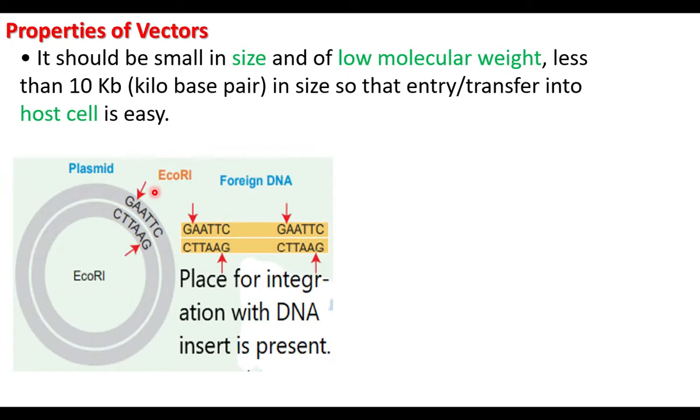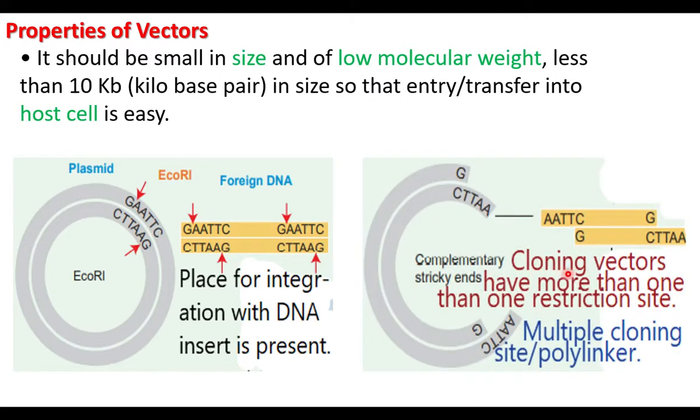A vector has a recognition site for a restriction enzyme, or cloning site. This is a place for the integration of the foreign gene. So a vector must have, we are discussing the properties of a vector, a place for integration with the DNA insert. This is the DNA insert, the foreign gene. To accommodate the foreign gene, it must have a place. That is a place where restriction enzymes act.